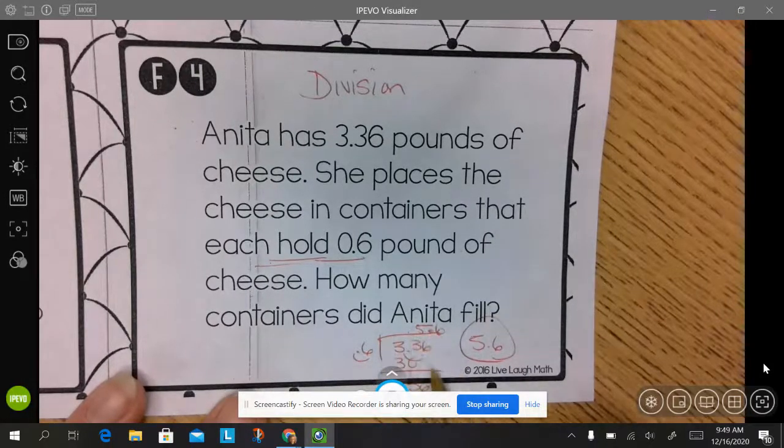Divide it all out. So 6 goes into 33 5 times. 5 times 6 is 30. Subtract, you get 3. Write down your 6. 6 goes into 36 6 times. So the answer is 5.6.